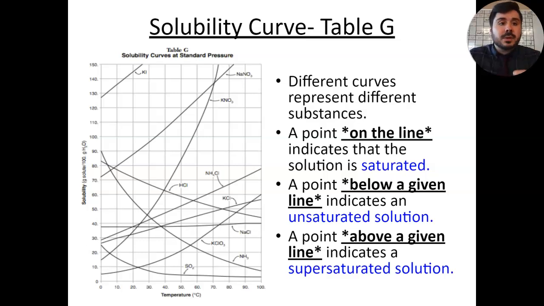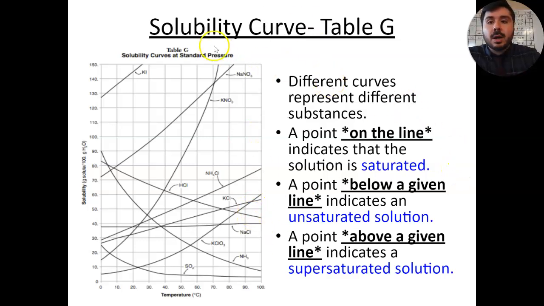First and foremost, I always like to go over the ins and outs of the graph itself, right? The title of this table is called Solubility Curves at Standard Pressure. So we know that standard pressure is 1 atmosphere. We've got an x-axis here, which is temperature, and it's all measured in degrees Celsius. And then we've got solubility as our y-axis, and this is in grams divided by 100 grams of H2O.